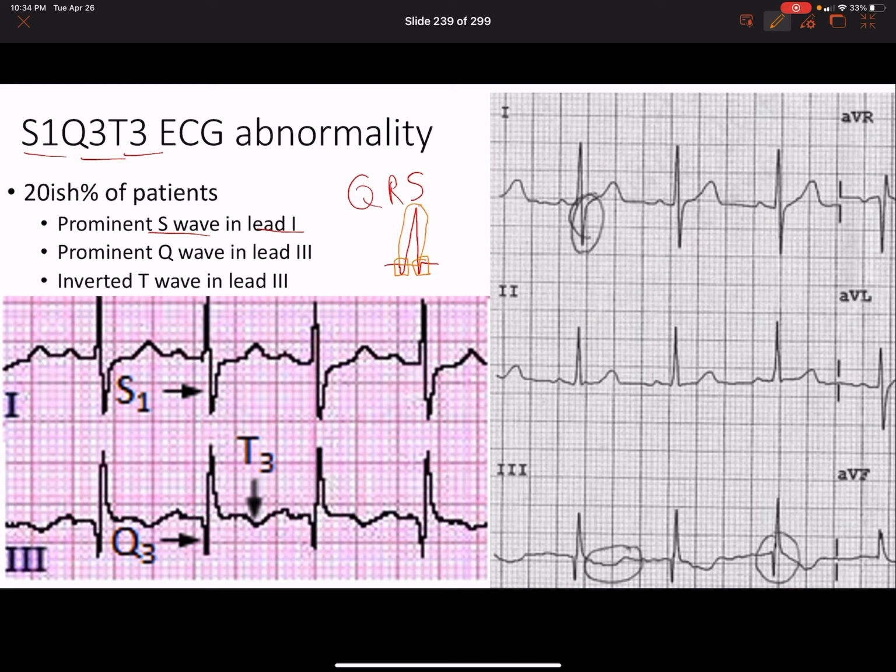Well, notice here we have a really pronounced S. That's what we're talking about here with the S1. Q3 is going to be very prominent in lead 3. That's a lot more than this tiny little dip should be. And then the T wave is also going to be inverted. It should go the other way around for lead 3. So again, not everybody, but 20% of people. So that can be a useful diagnostic feature.